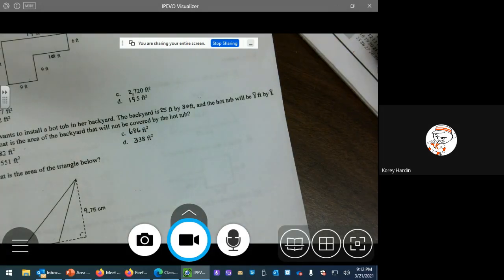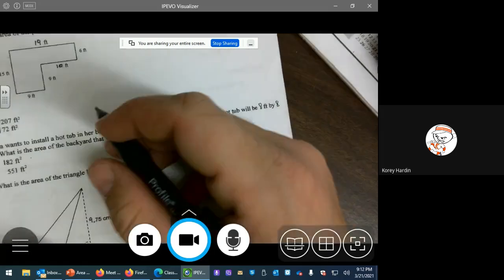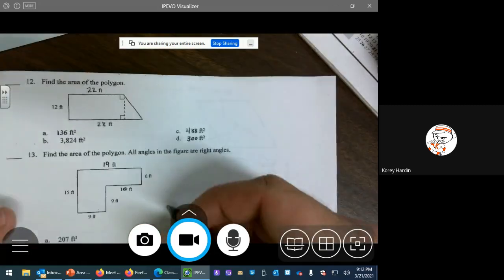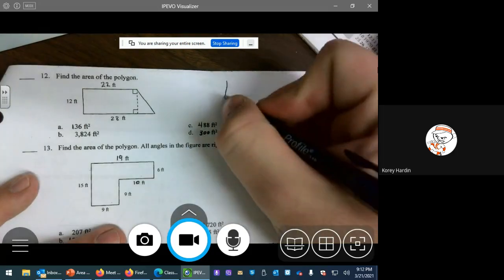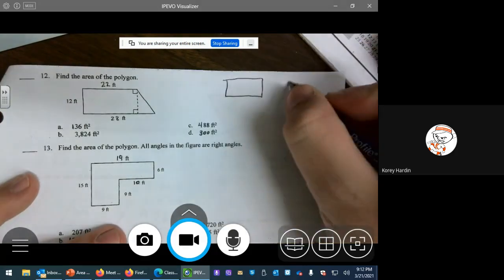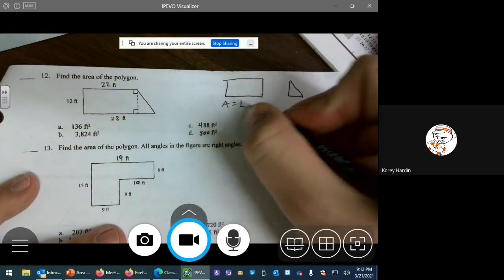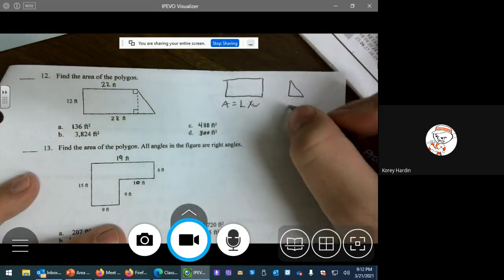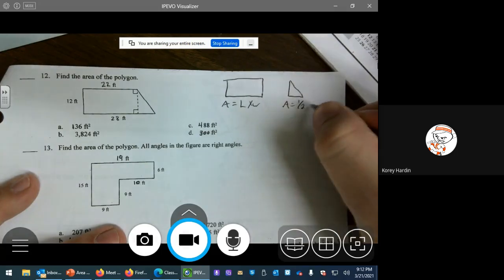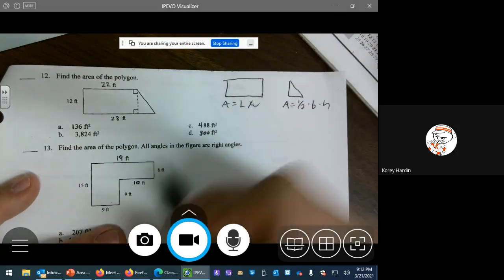Okay, the area of a complex shape. So I'm going to draw my two shapes. Shape 1, have a rectangle, and then shape 2, I have a triangle. So my formula for the rectangle is going to be length times width. Formula for the triangle is going to be area equals 1/2 times base times height.